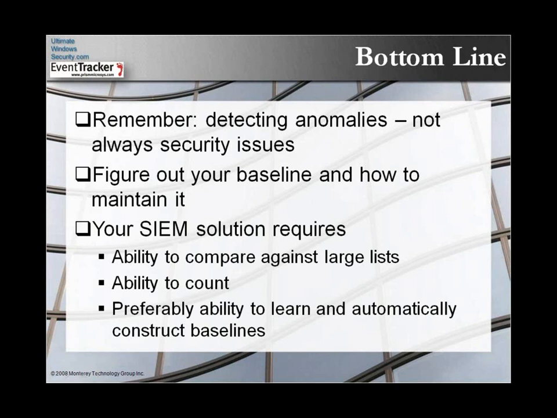Is this process name in the list of known good? And then how big will that list be? And then also you need the ability to count events and only alert when that counter exceeds a certain defined threshold. So those are some key requirements if you're going to be doing anomaly detection.